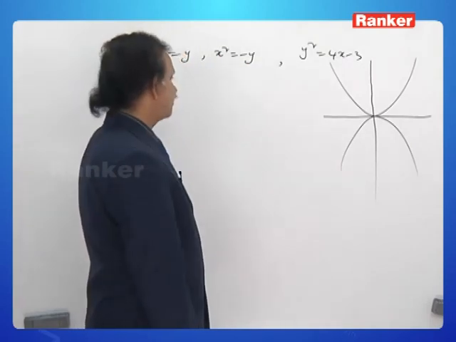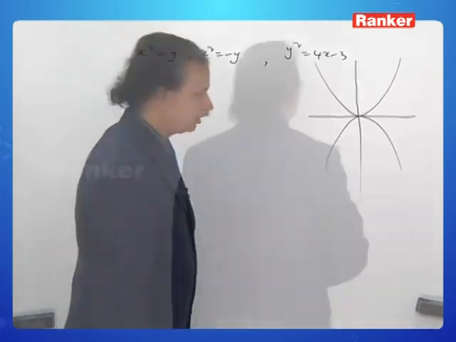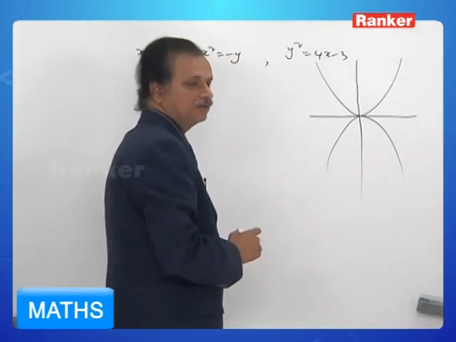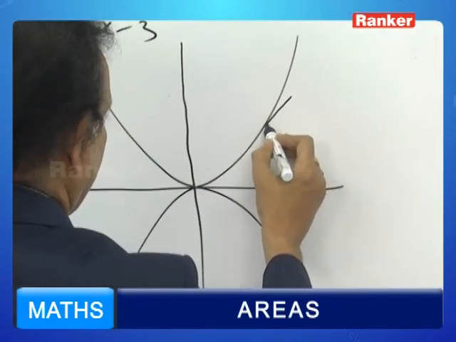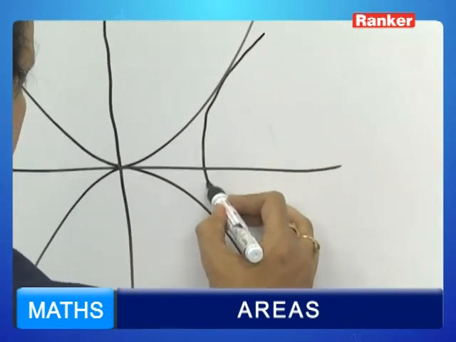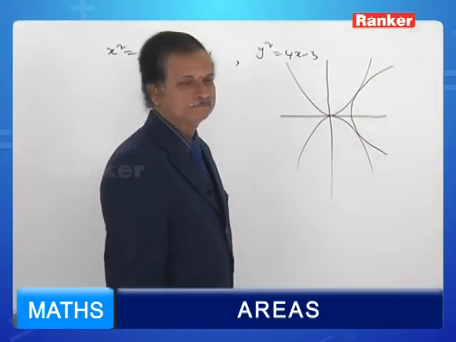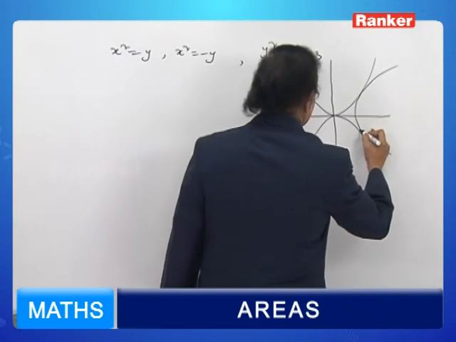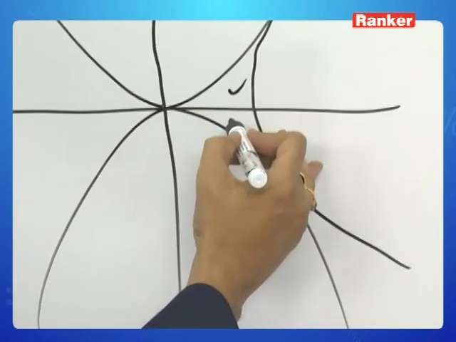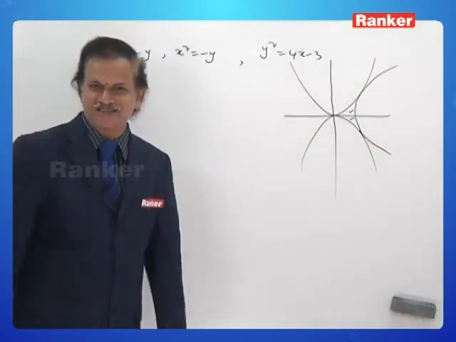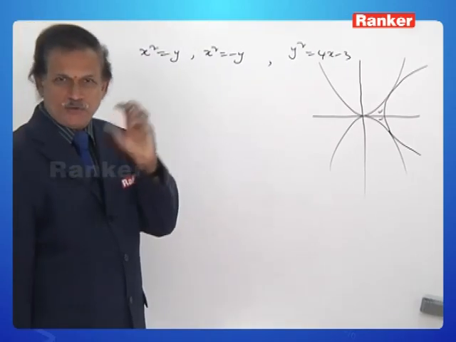We are happy. x square is equal to y and x square is equal to minus y you have drawn. And the thing is there, y square is equal to 4x minus 3. This is the parabola. Of course, I believe that they do meet here. This area plus this area gives us the correct area. So we must know the points where they do meet.